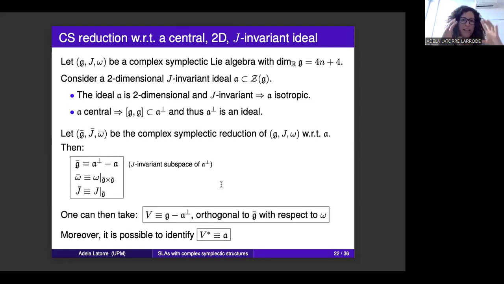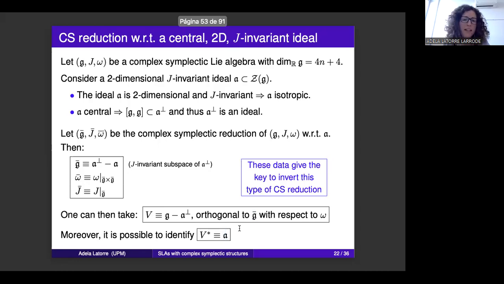So if we pay attention to this process, we realize that the remaining parts to complete this Lie algebra from this other Lie algebra are simply this space, which is the complement of the symplectic orthogonal. We can ask it to be orthogonal to this space. And then we can identify the ideal A with this B star. And these data give the key to invert the complex symplectic reduction.